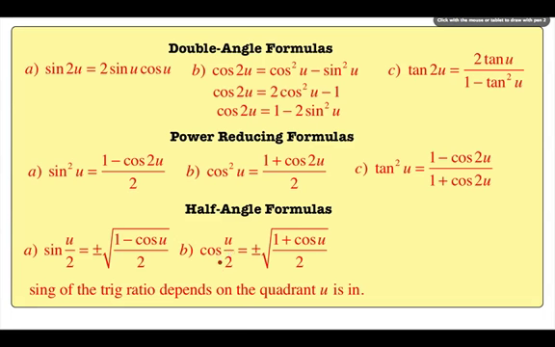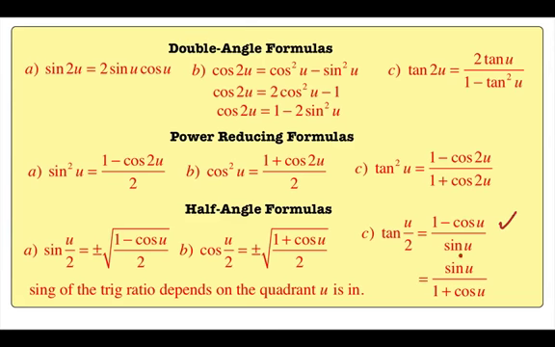Same thing for cosine. The sign depends on the quadrant u is in. And tangent, notice that you have two formulas for tangent of half u. This is the one that I like to use. Why? Because when you have a radical denominator, it's easier to get rid of it by just multiplying top and bottom by something. Over here, you would have to use the conjugate. You still get the same answer, but I like this one better.